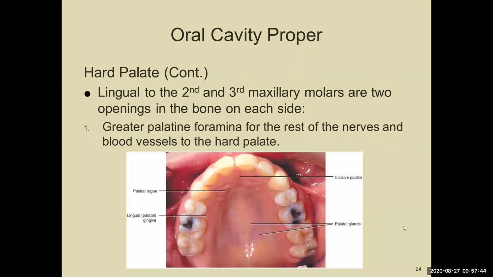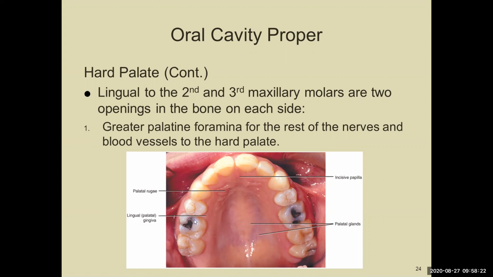All right, so this is the picture of everything that we've been talking about. So you also have, lingual to the second and third molars, two openings on the bone of each side. They are called the greater palatine foramina for the rest of the nerves and blood vessels of the hard tissue. Now, the nice thing is, this is your incisive papilla here. I've got a big honker of one here. So guess what this injection is called? It's called the incisive injection.